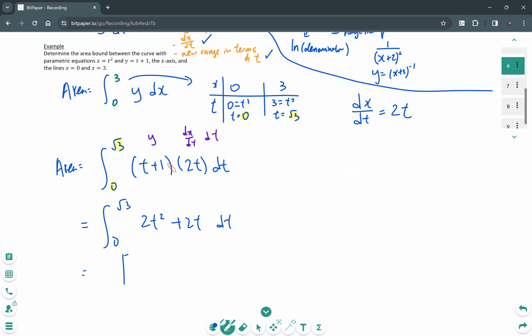When I want to integrate it, I add 1 to the power and divide by the new power: 2t cubed over 3 plus t squared, from 0 to root 3. Then you can substitute the values in, and you can work out it's 2 root 3 plus 3. So I'm not going to show you how you can do that. Substitute root 3 in there, and then over 3. Okay, right, so that's the answer, the first one.